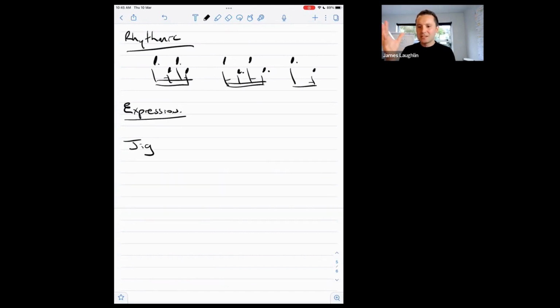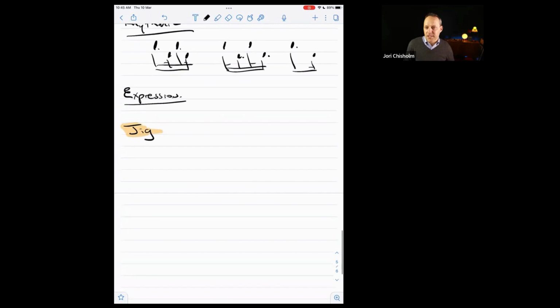So we'll stick with 6/8 jig for now. There's also 9/8 and 12/8, but 6/8 is the most common, I would say. So 6/8 notes per bar, clustered in groups of 3. So you're going to see 2 groups of 3/8 notes. That's really the foundational building block of a jig.